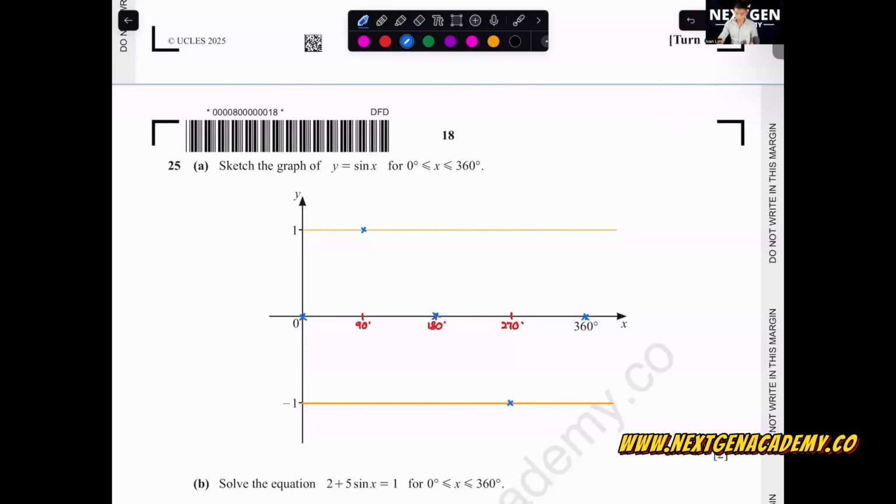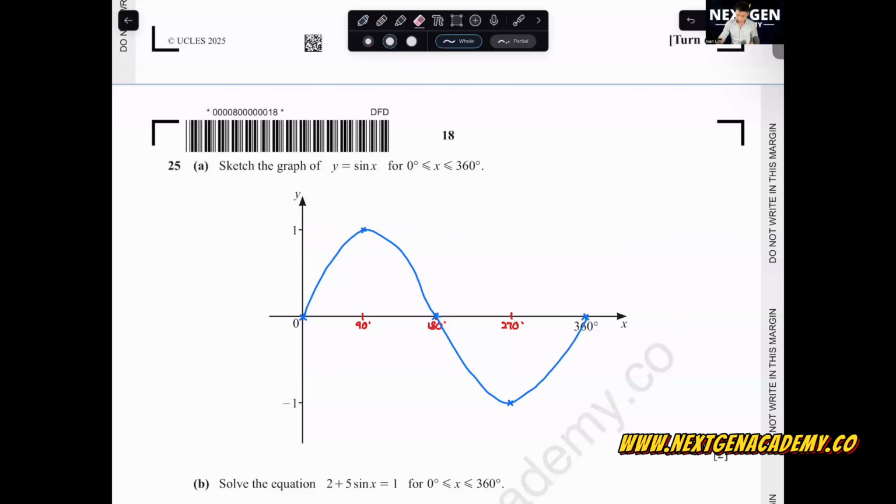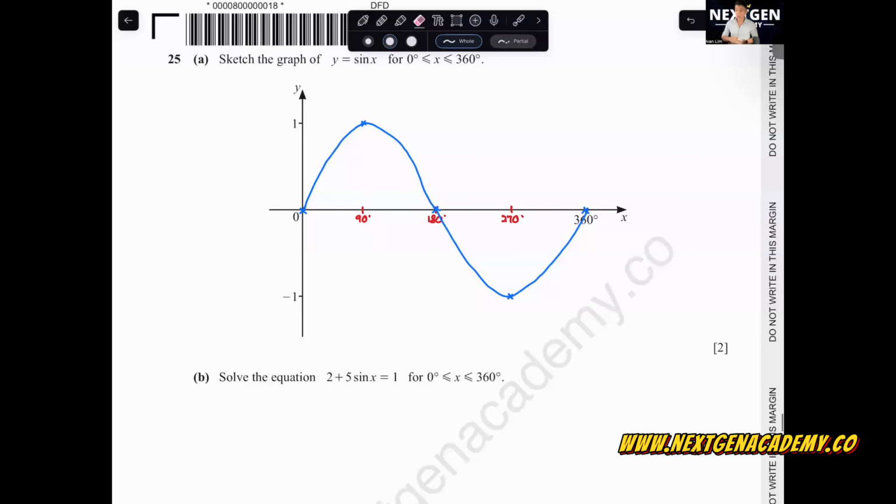If in exam you all don't know how to do, just use your calculator. You type in sine 0, sine 90, sine 180, sine 270, sine 360 if you ever forget a graph. Again, if this part you don't know, go and review back everything related to trigo. Then I'll erase this.